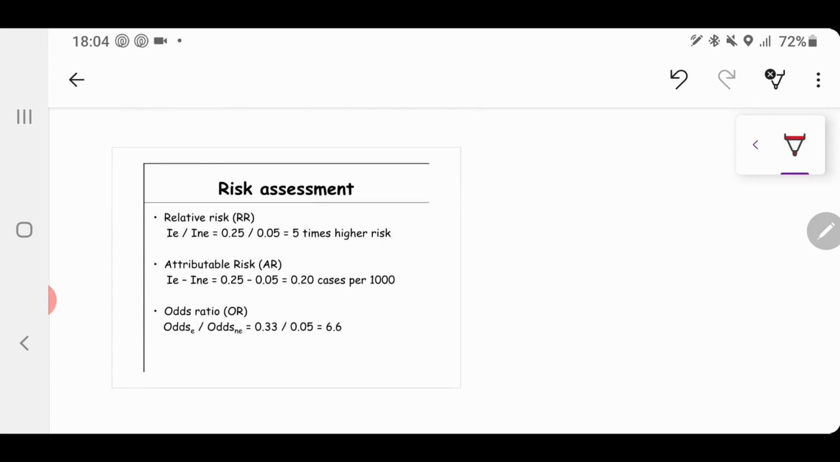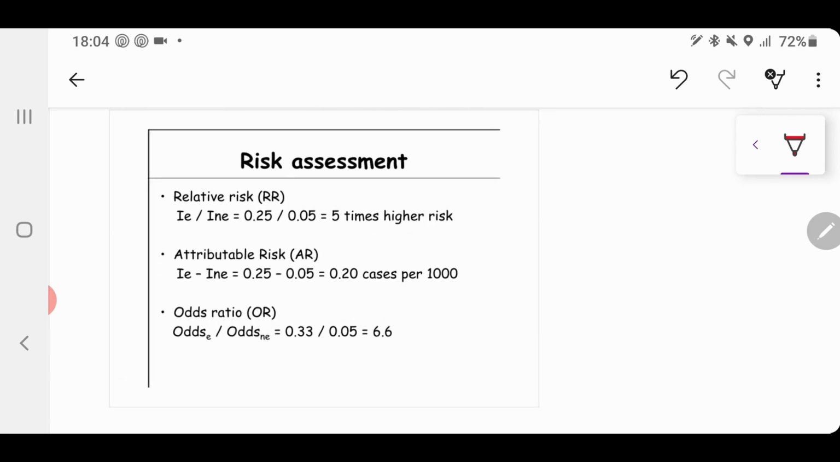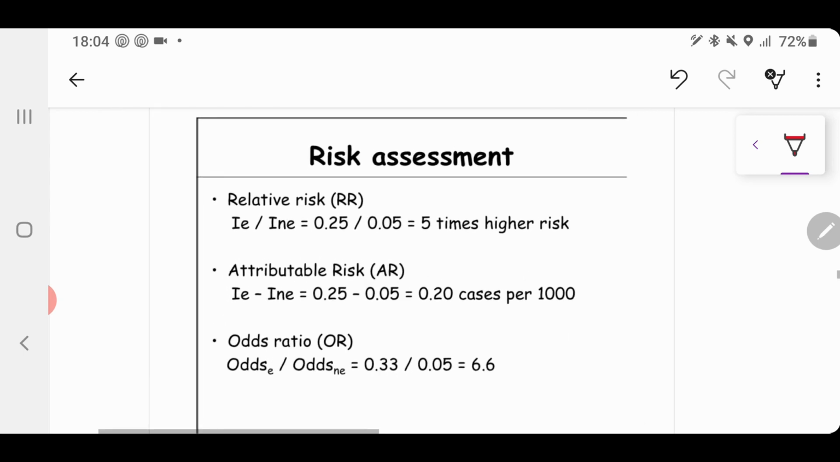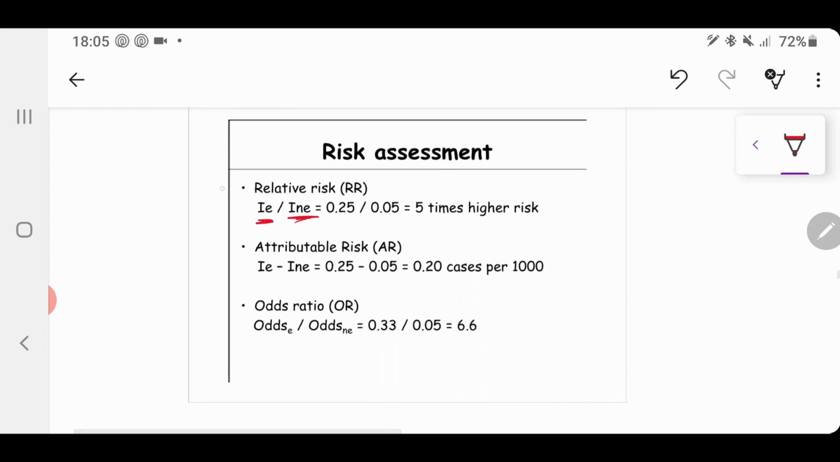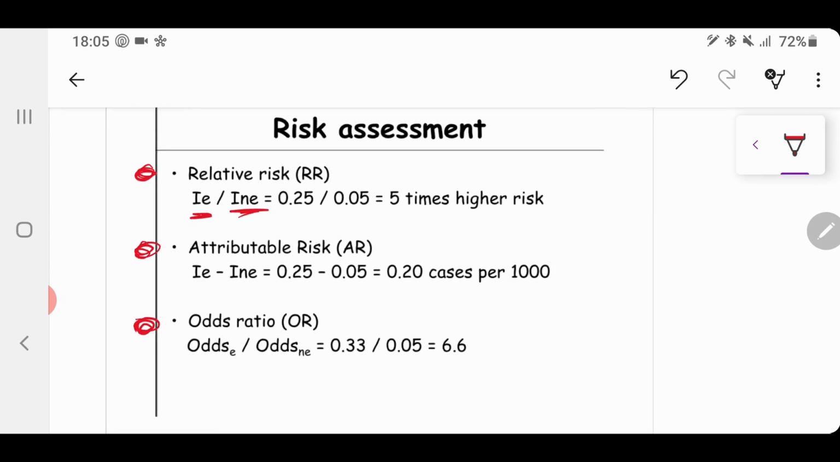Now, what do these risk assessments, what can they tell us? All right. So with incident exposure and incidence non-exposure, these measurements can give us certain indicators. So with these indicators, relative risk, attributable risk, odds ratio, they give us different indicators.